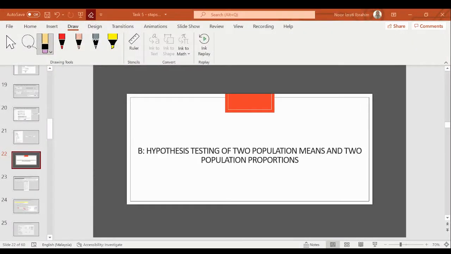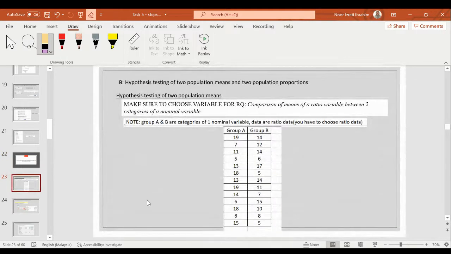Hi, in this video, I'm going to demo on hypothesis testing of two population means and two population proportions. We will start with testing the two population means. Make sure you use the variables that you have selected for the RQ: comparison of means of a ratio variable between two categories of a nominal variable.